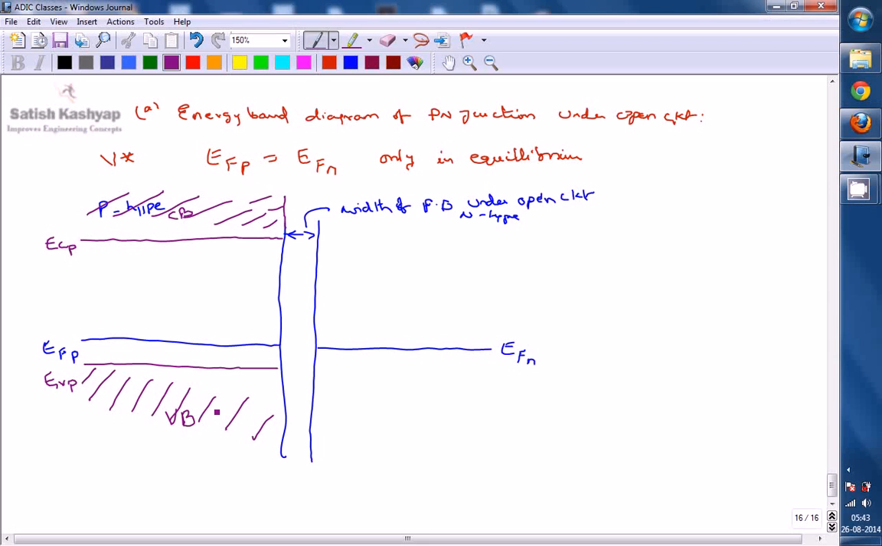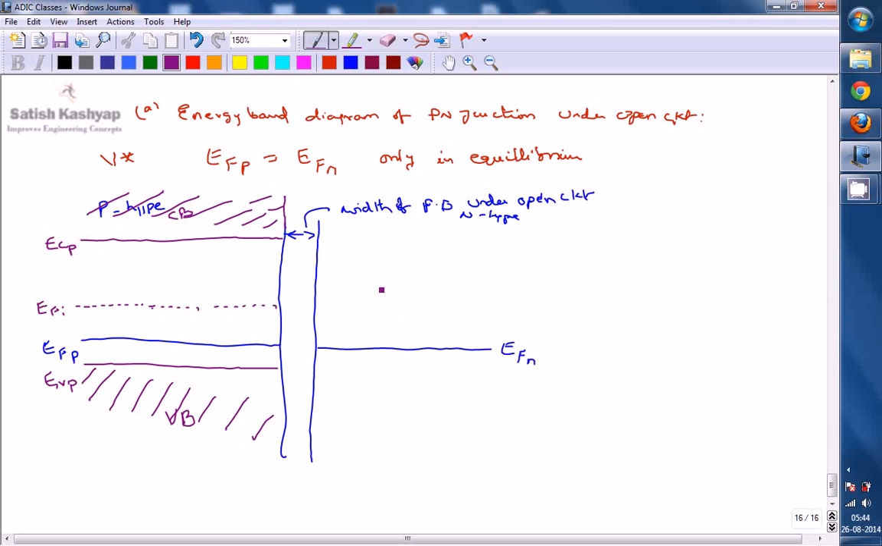So this is the valence band, and between ECP and EVP is the forbidden band. No electron can stay in those energy levels. If you are going to draw the intrinsic Fermi level also, the intrinsic Fermi level will be exactly in the middle of ECP and EVP. This is EFI. Now, the width of the potential barrier.